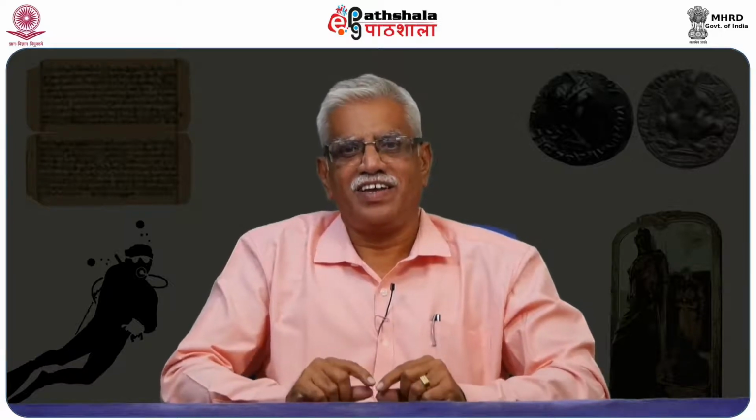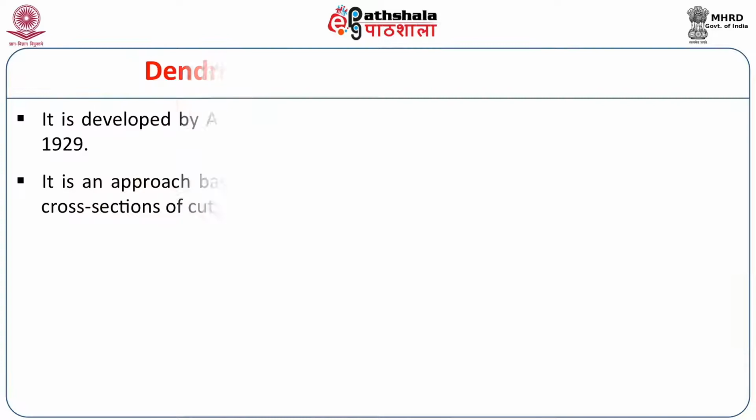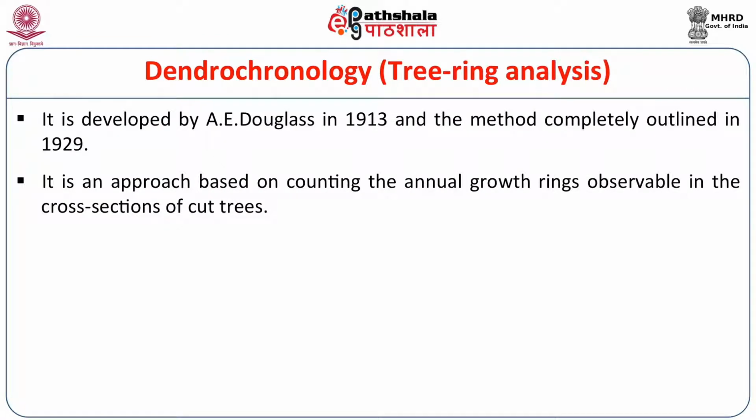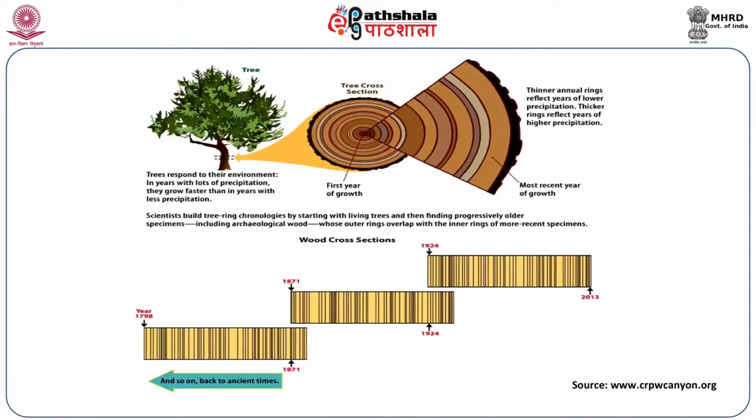On that they created a ring table. So it is one type of approach based on counting the annual growth of rings observable in the cross section of the cut trees, and only a particular species they cut. In this picture, you can see the rings that formed around a stem. When you cut a tree, you will get quite a number of rings, but all the rings are not equal.